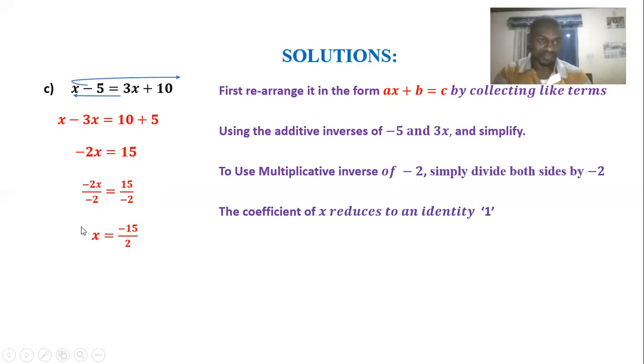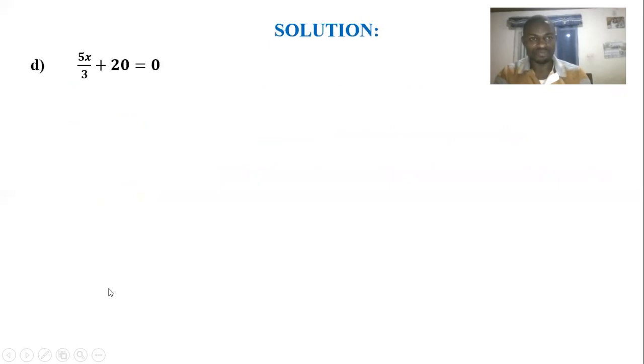That is the solution to C. We move to D. Now in D, it is almost in the form ax plus b equals c. But when we look at this, we see that the coefficient of x cannot clearly be read at once, because there is a division by 3.